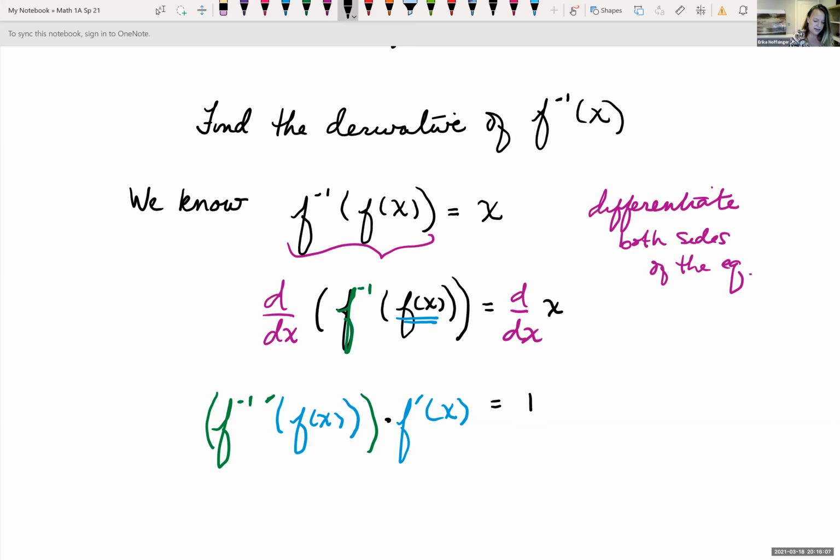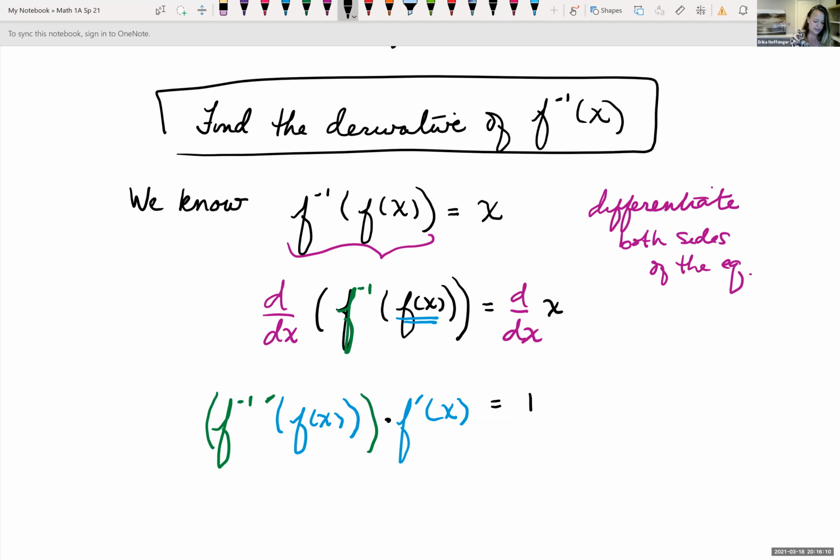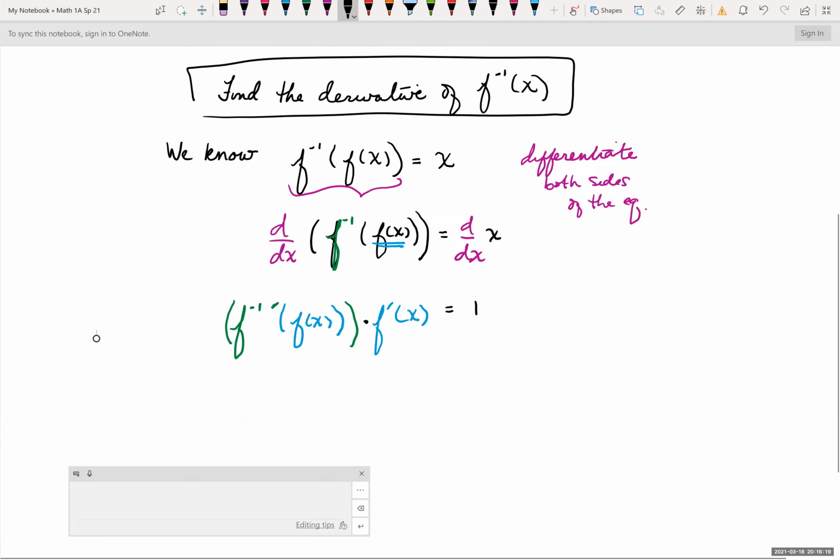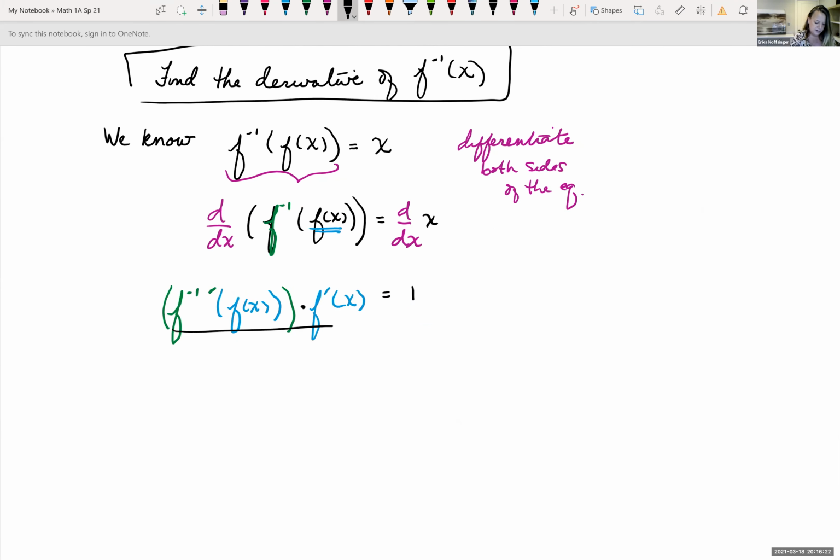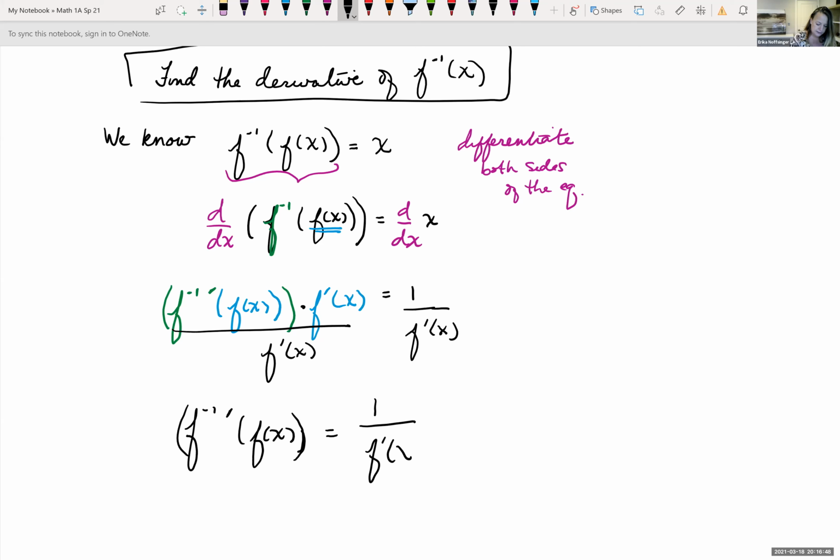So our goal right now, again, is to find the derivative of f inverse of x. Well, let's first divide both sides by the derivative of f of x. So I'm going to divide both sides by f prime of x. And I have f inverse, the derivative of that, of f of x is equal to 1 over f prime of x.